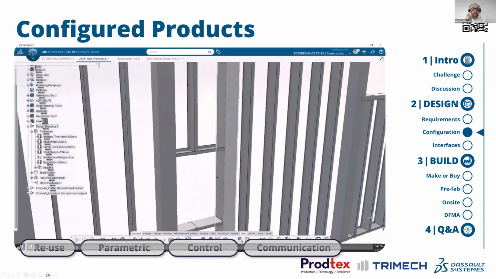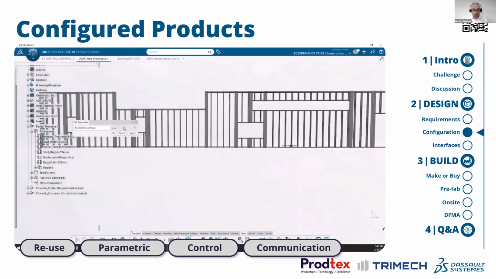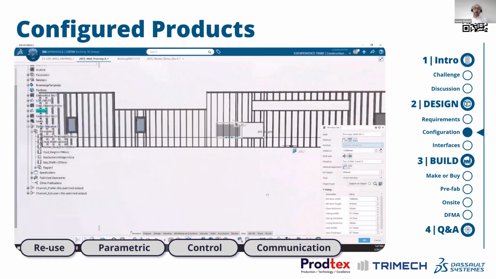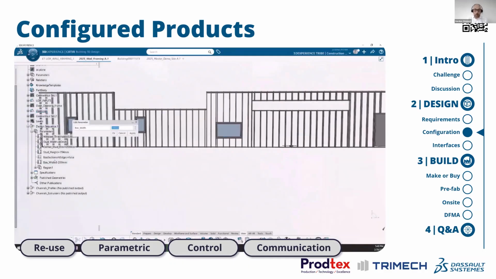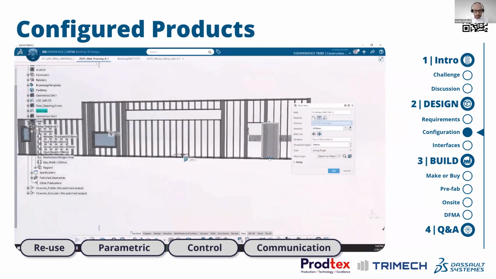Now, a key advantage here is to make use of configured products. So here we can see a wall. Obviously, all buildings have walls, so this is, if you like, one wall to rule them all. So we control all the parameters. If we need to adjust its strength, we can add or remove additional sections to it, or we can move openings to new positions. And we can basically have this template wall that we can place anywhere within the building.